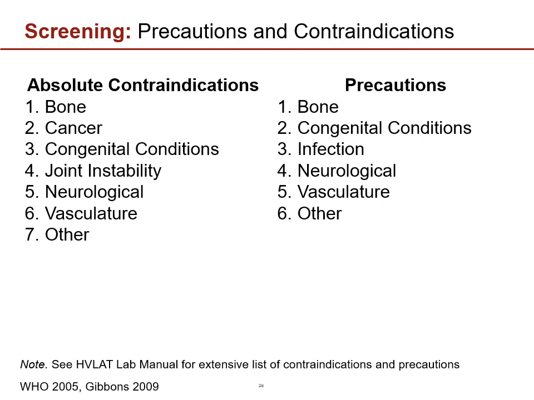So for contraindications, there are 7 categories: bone, cancer, congenital conditions, joint instability, neurological, and vascular, as well as other. And then for precautions, it's the same with the exception of cancer and joint instability, which are not included.